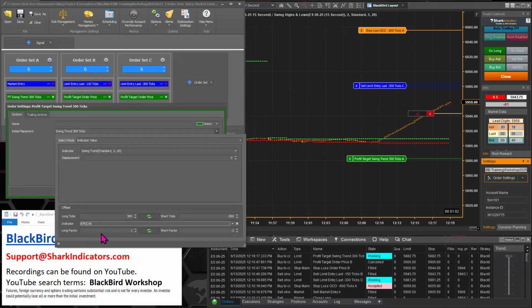And then you're good to go. And then you could just apply whatever kind of multiplying factor to your indicator that's outputting your bar range in points. So not ticks, but points.